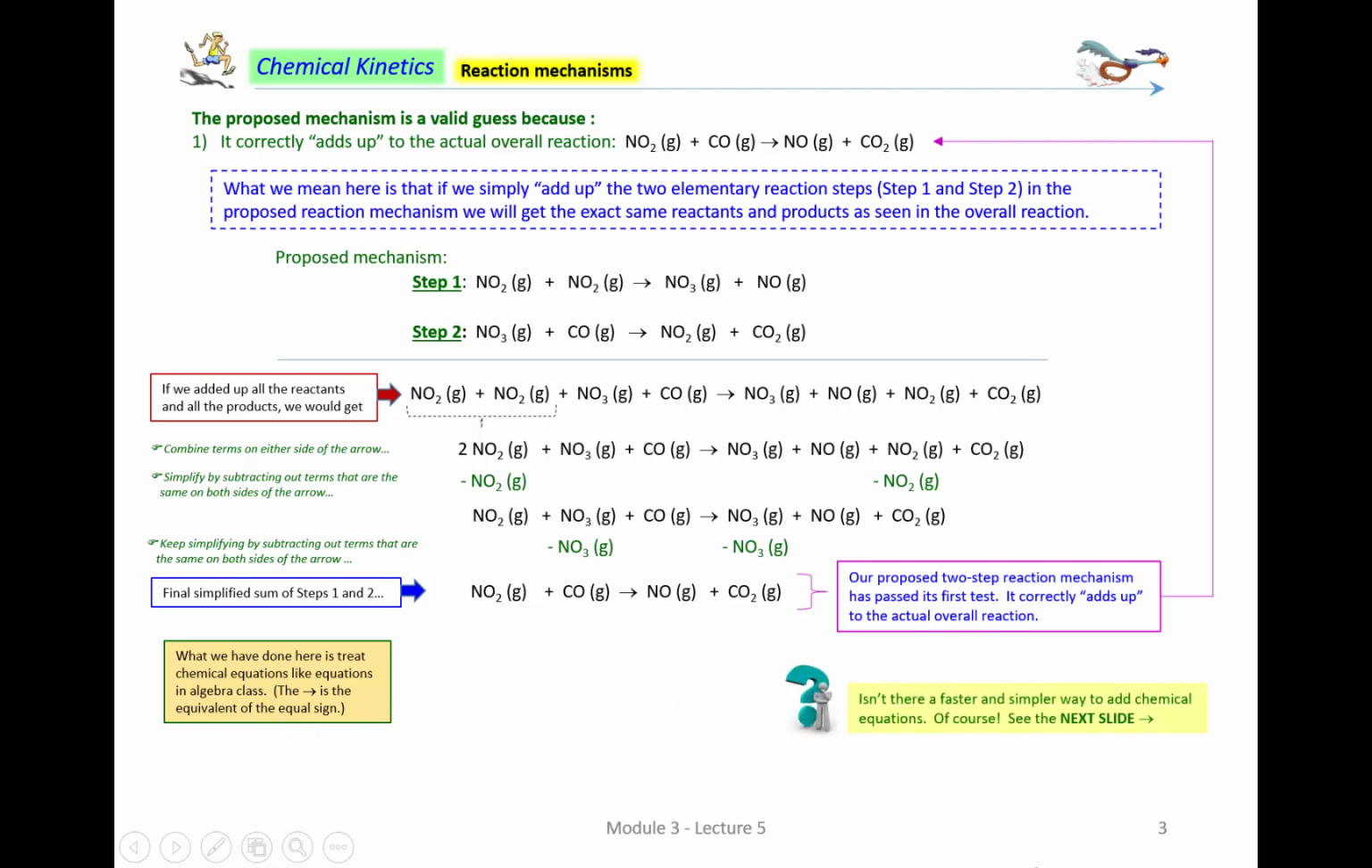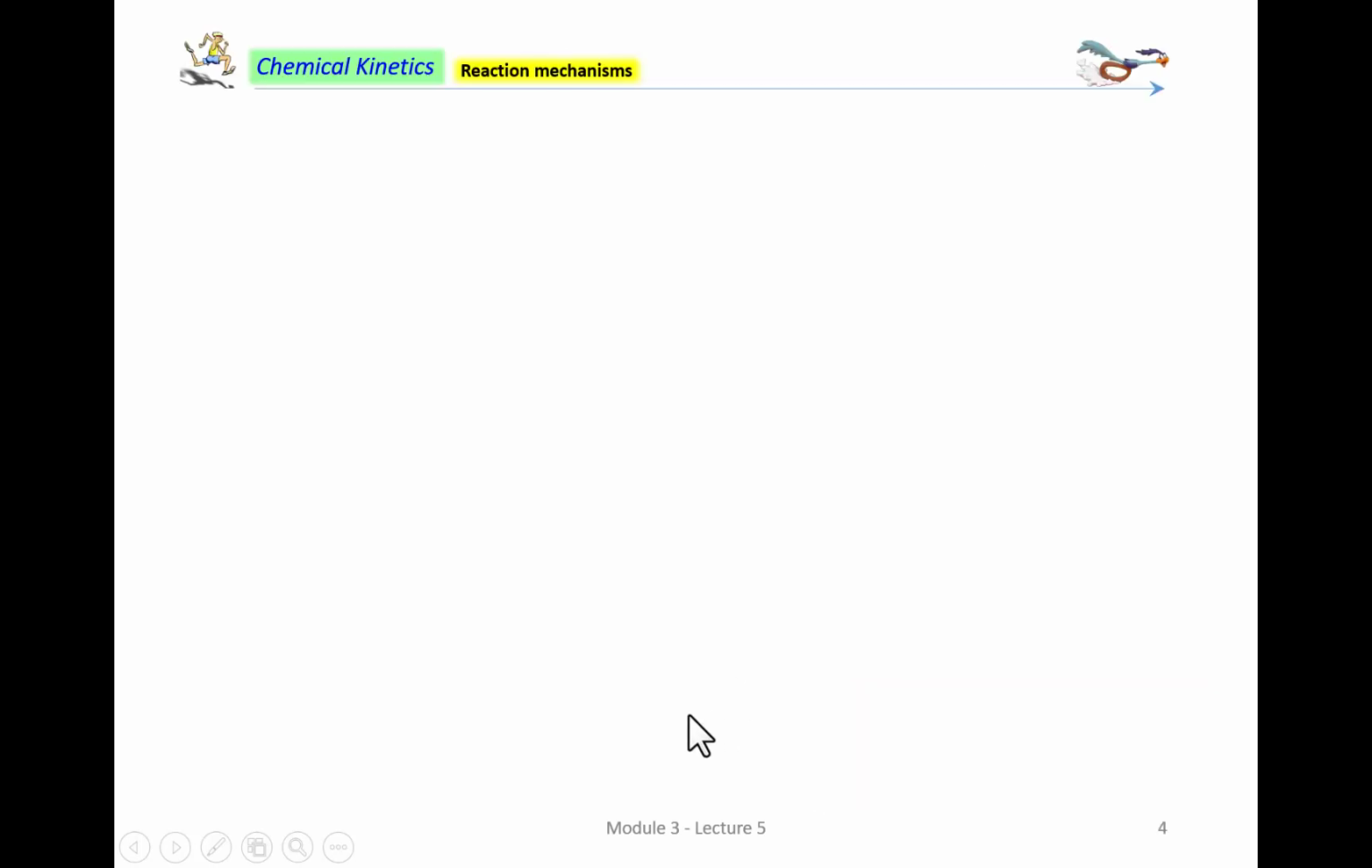You might ask, isn't there a faster way to add equations together and cancel out terms or combine terms? And yes, there is. So let's just look at this again on the next slide, and we'll try to be a little more efficient.